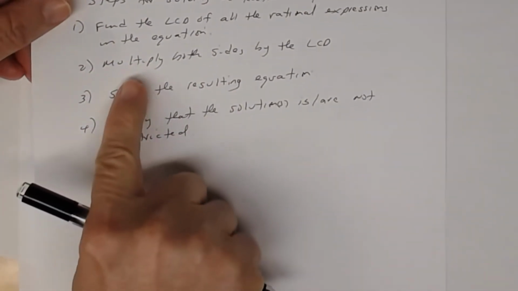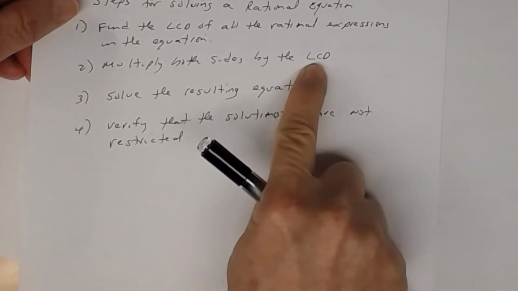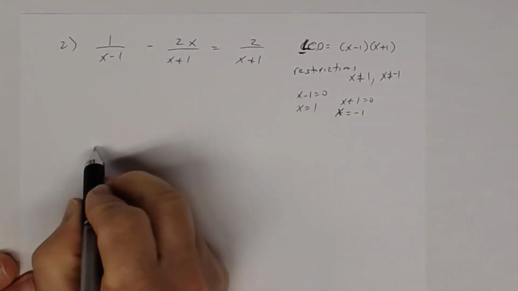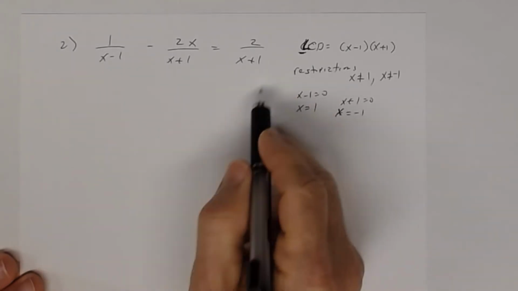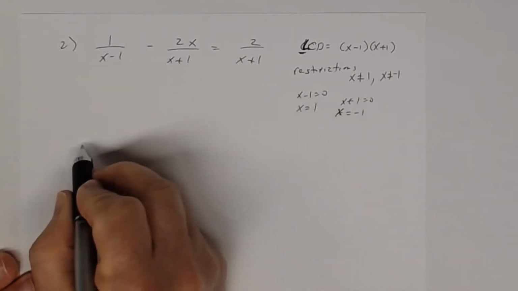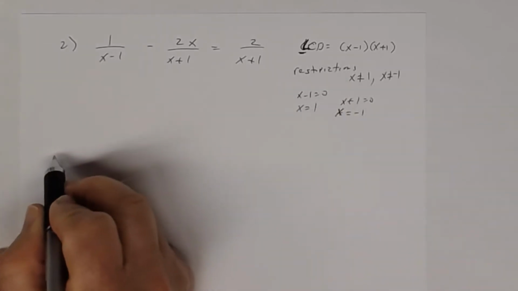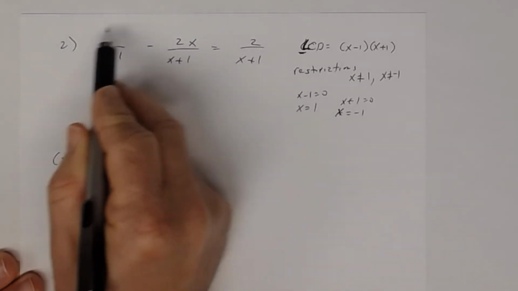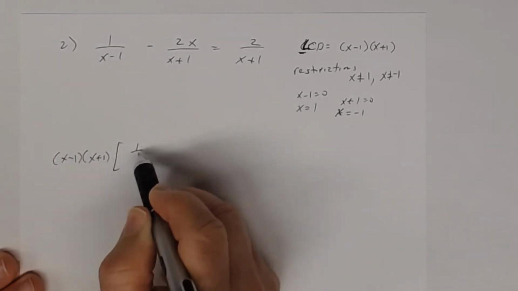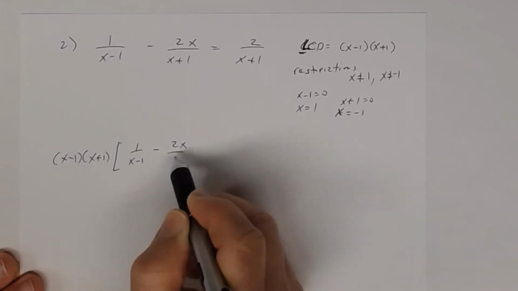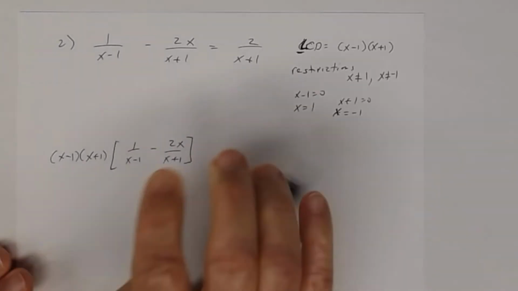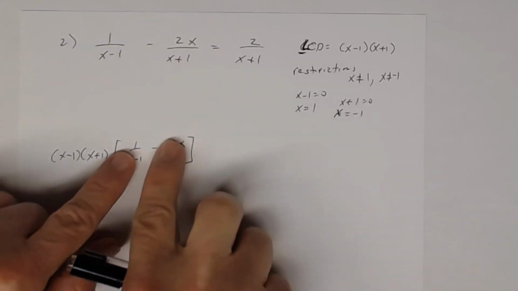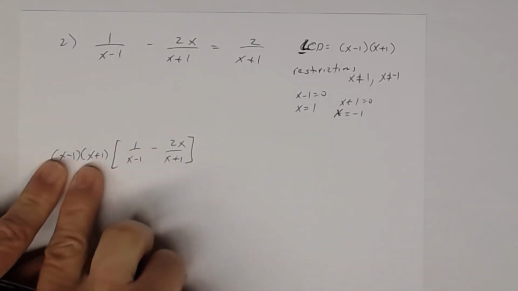Step 2 is to multiply both sides by the least common denominator, so you're going to clear your fractions. I'm going to rewrite this over a little bit further down, since I have some space. I have my least common denominator, x minus 1 times x plus 1, times the left side. So it'll look like this: 1 over x minus 1 minus 2x over x plus 1. I'm multiplying both sides by the least common denominator, so this side I'm putting in parentheses or brackets, and this will be multiplied by the LCD.